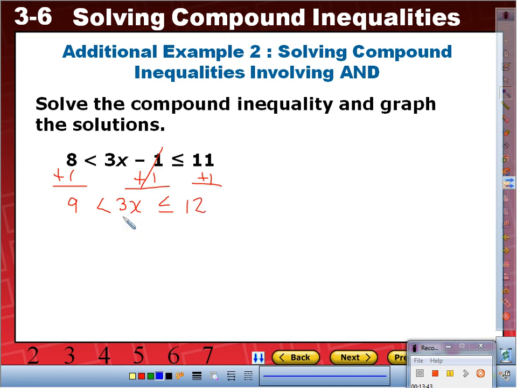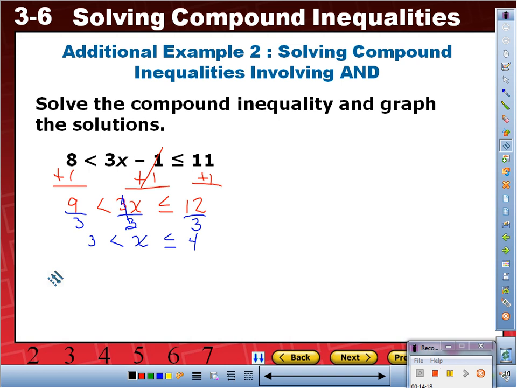Turn to your neighbor, let them know what's the next step from there. What's the next step? We still have the x that has a number next to it. If it's multiplying, the inverse is to divide by 3. Divide by 3, divide by 3, everything. This becomes 3 less than, 3 divided by 3 is 1 times x, that's x, less than or equal to 4. So let's see, simplify, isolate.